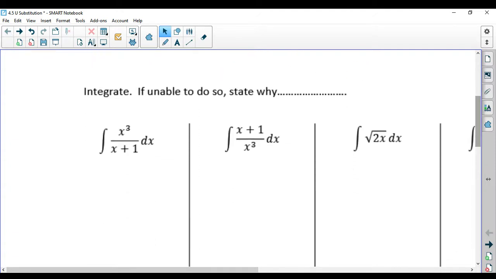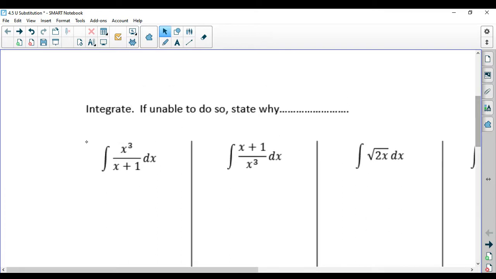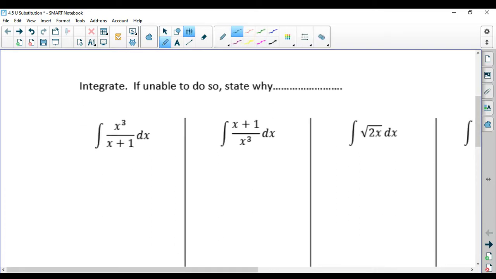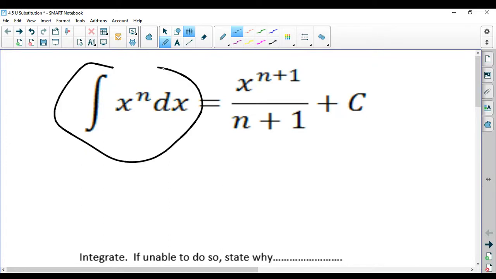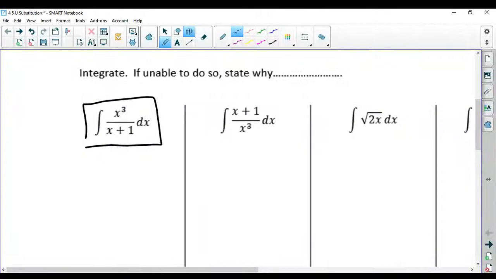So we're going to look at some functions and see if we can or cannot integrate them at this point. If we look at this first function right here, you can only integrate it if it looks like this, or as a sum or difference of things that look like that. This is a quotient, and there's nothing we can do about it, and there is no quotient rule, so we cannot integrate this.